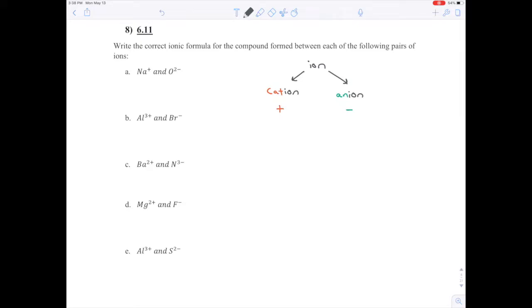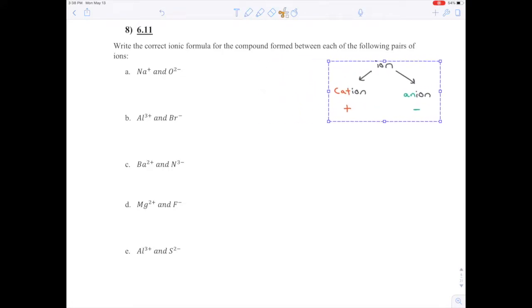Okay, now that's what happens after you form the ions. You get either a positive charge or a negative charge, but opposite charges attract. So when a positive ion, when a cation goes into the world, it starts sticking to anions because cations have a positive charge, anions have a negative charge, and opposite charges attract. Okay, but what ratio do they combine in? So the ions combine until the overall charge is 0.